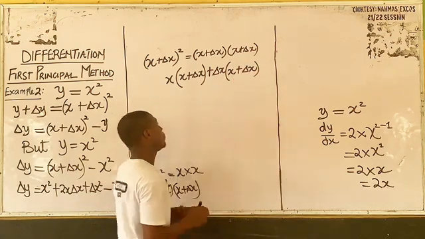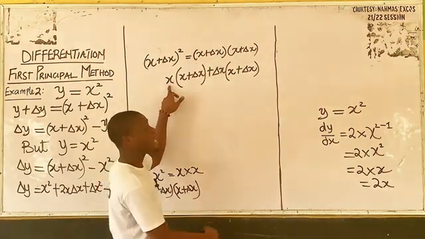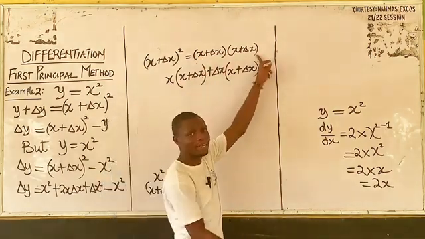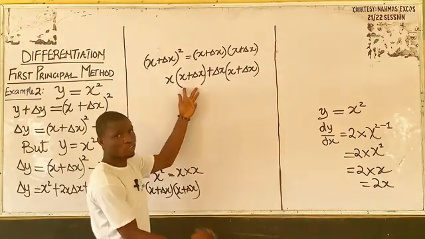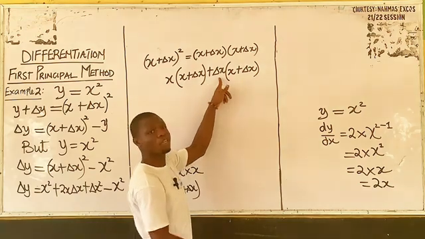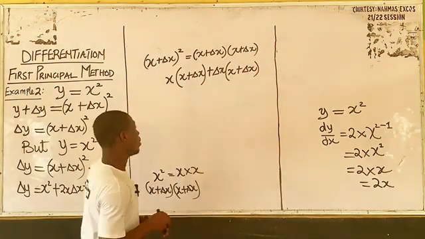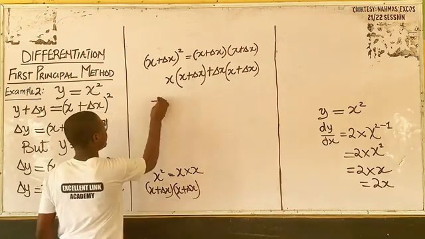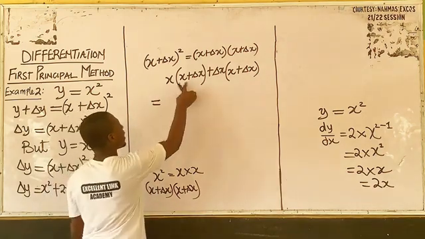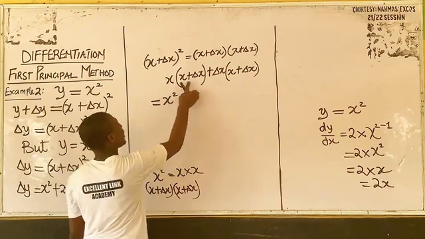I said pick out the first term in the first bracket, multiply by everything in the other bracket. So I have this. Next up, pick out the second term in the first bracket, that's plus change in x, multiply by everything in the other bracket. So I have this. What's the next task from here? If I expand this, x times x, of course, is x squared, plus x times change in x.